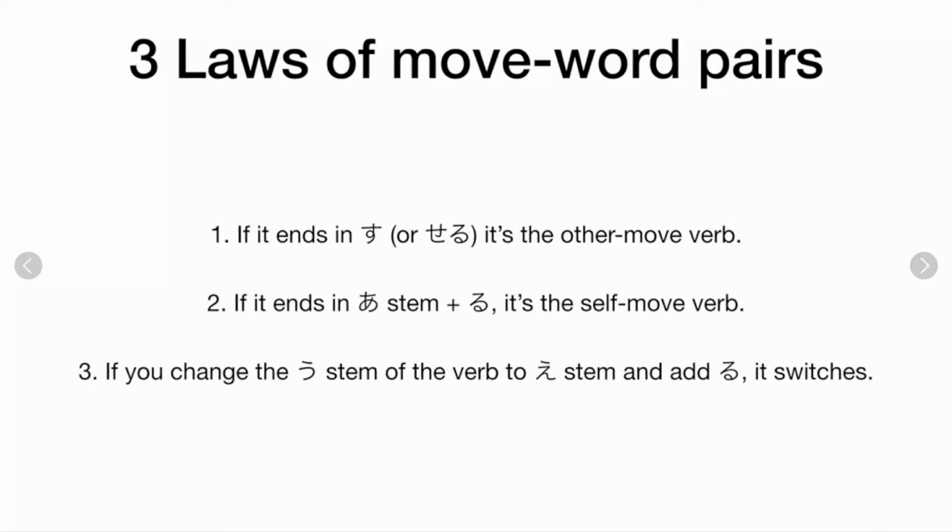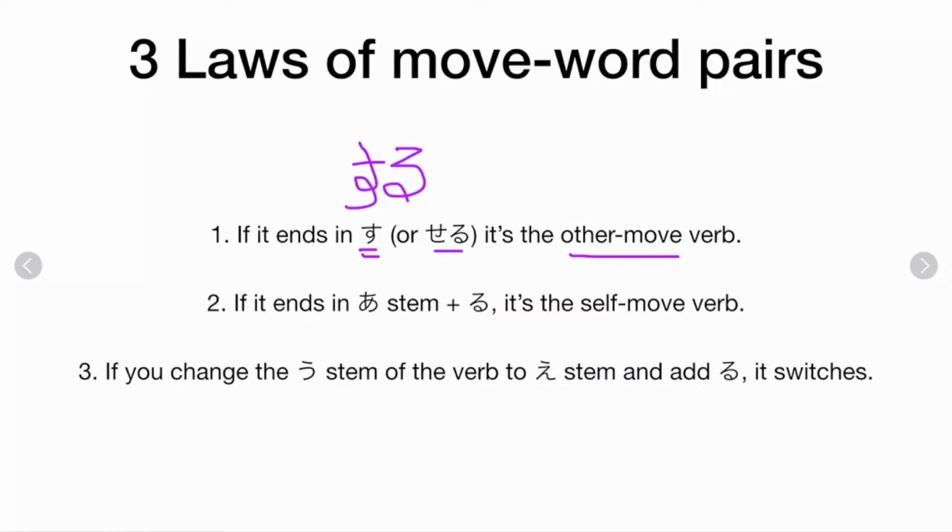So here are the 3 laws. I'm going to give you all of them and then we'll go through them each one. So the first one is if it ends in su or seru, it is other move. The su as in, like suru. So if it ends in suru, basically, right? Like if it's makasu, that is the other move verb, and that is to defeat, for example. Or dasu, to take out. Those are the other move verbs.